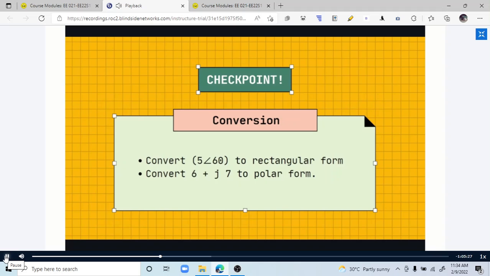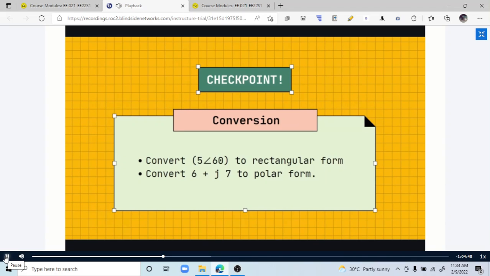And just type 60. So you can already see the 5 angle 60 on your calculator, right? Then just press equal. Upon pressing equal, you will see there 5 over 2 plus 5 square root of 3 over 2i. Of course, we don't want a fraction, we just want a decimal answer. So what you are going to do is press the S to D button. The S to D button is on the upper part of the delete button. Then you will see there an answer.